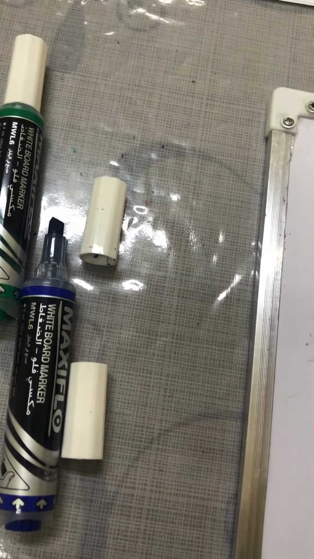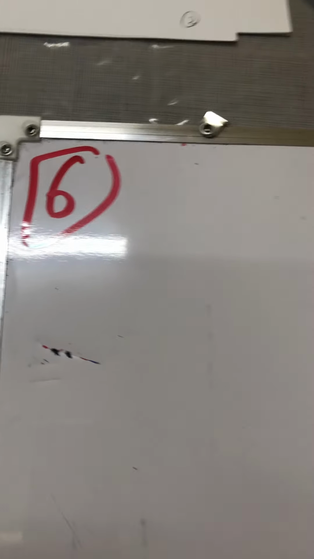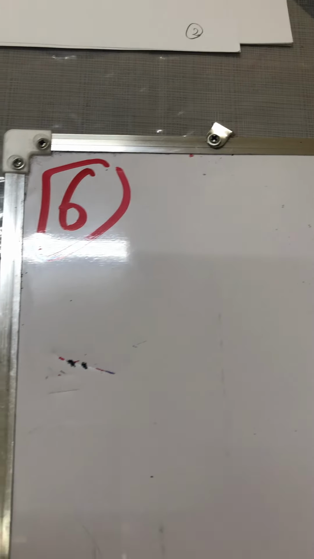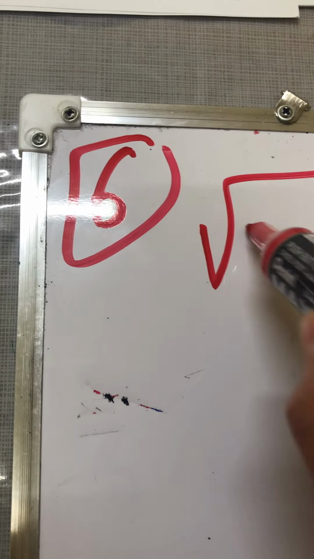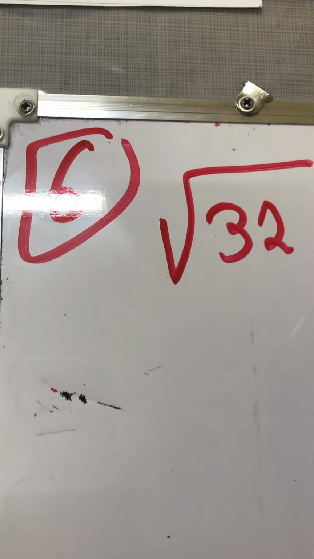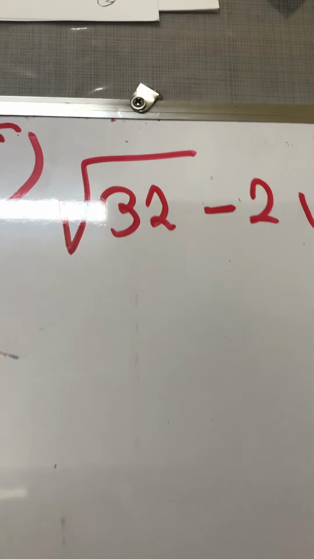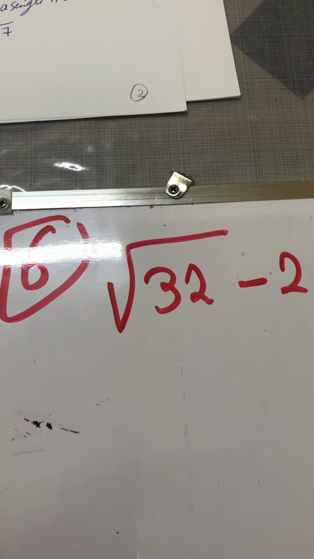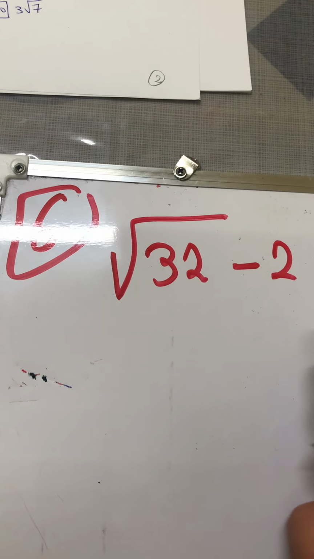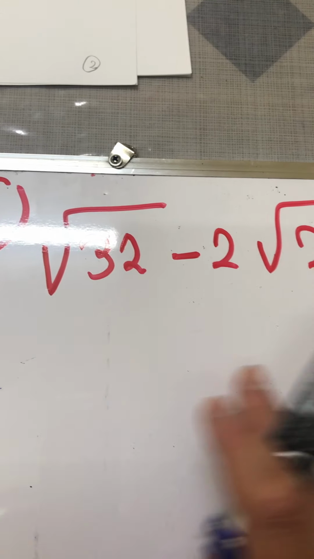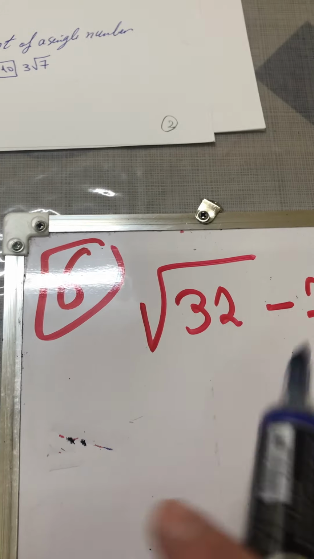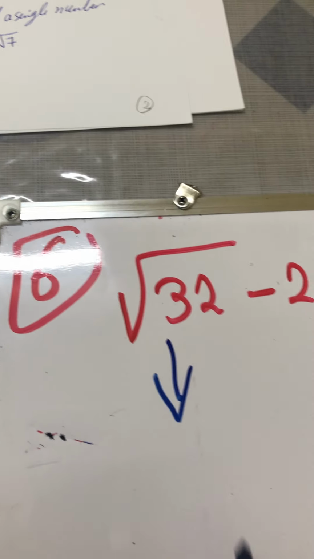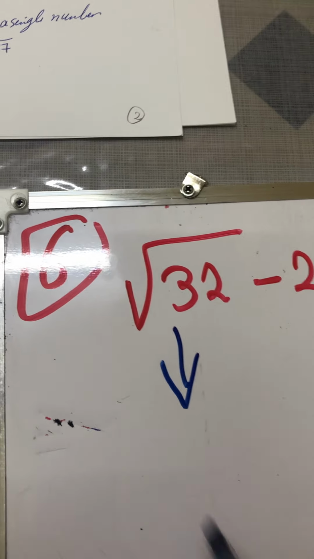Let's solve question number 6. I am still in exercise 3, page 355, question number 3. He asked me to simplify square root of 32 minus 2 square root of 2. What did I say to you? I said we have to find the same square roots to be able to add or subtract them. So now, how do I simplify square root of 32?